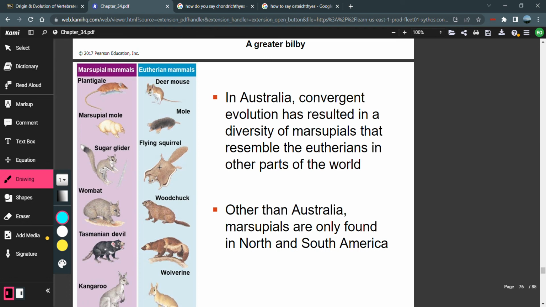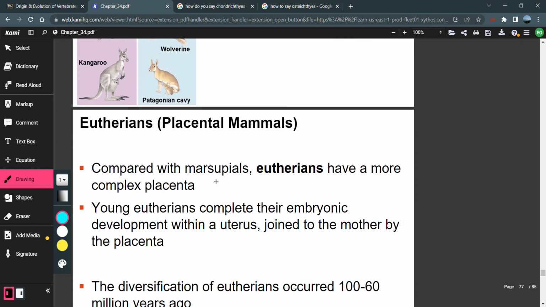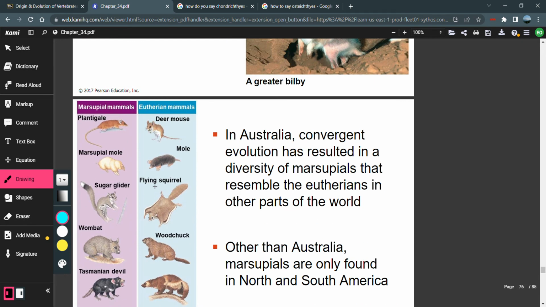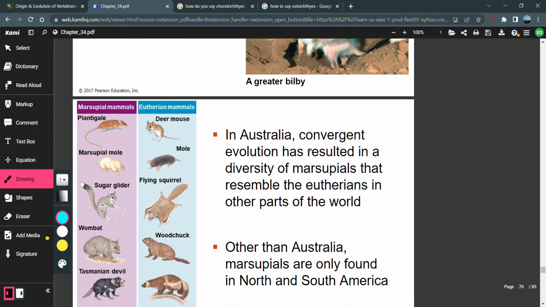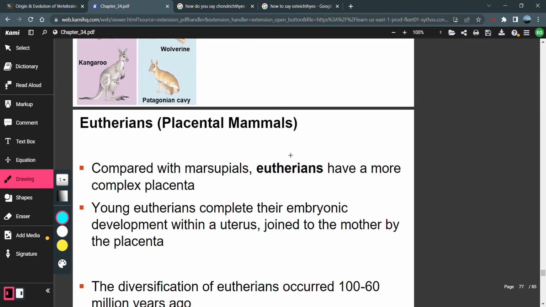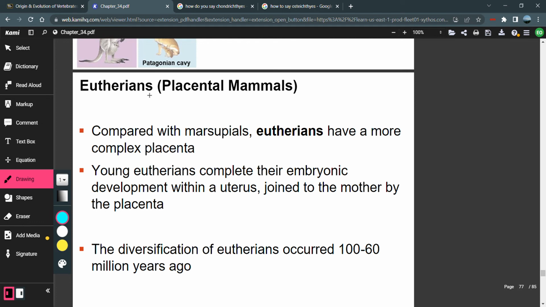Marsupial, what was it again? Hold on, I think I got this wrong. I think I should skip this one. I don't think anything else.